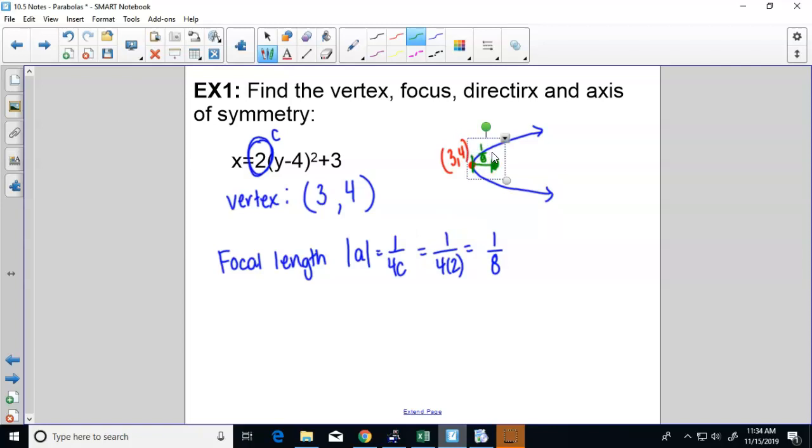If I am going from the vertex over here to the focus, which coordinate is going to change, the x coordinate or the y coordinate? It's going to be x, because right here this is our x coordinate. So in this case, our focus we would have at 3 and 1/8, 4. Or they might do an improper fraction here, so that would be 25 over 8 and 4.